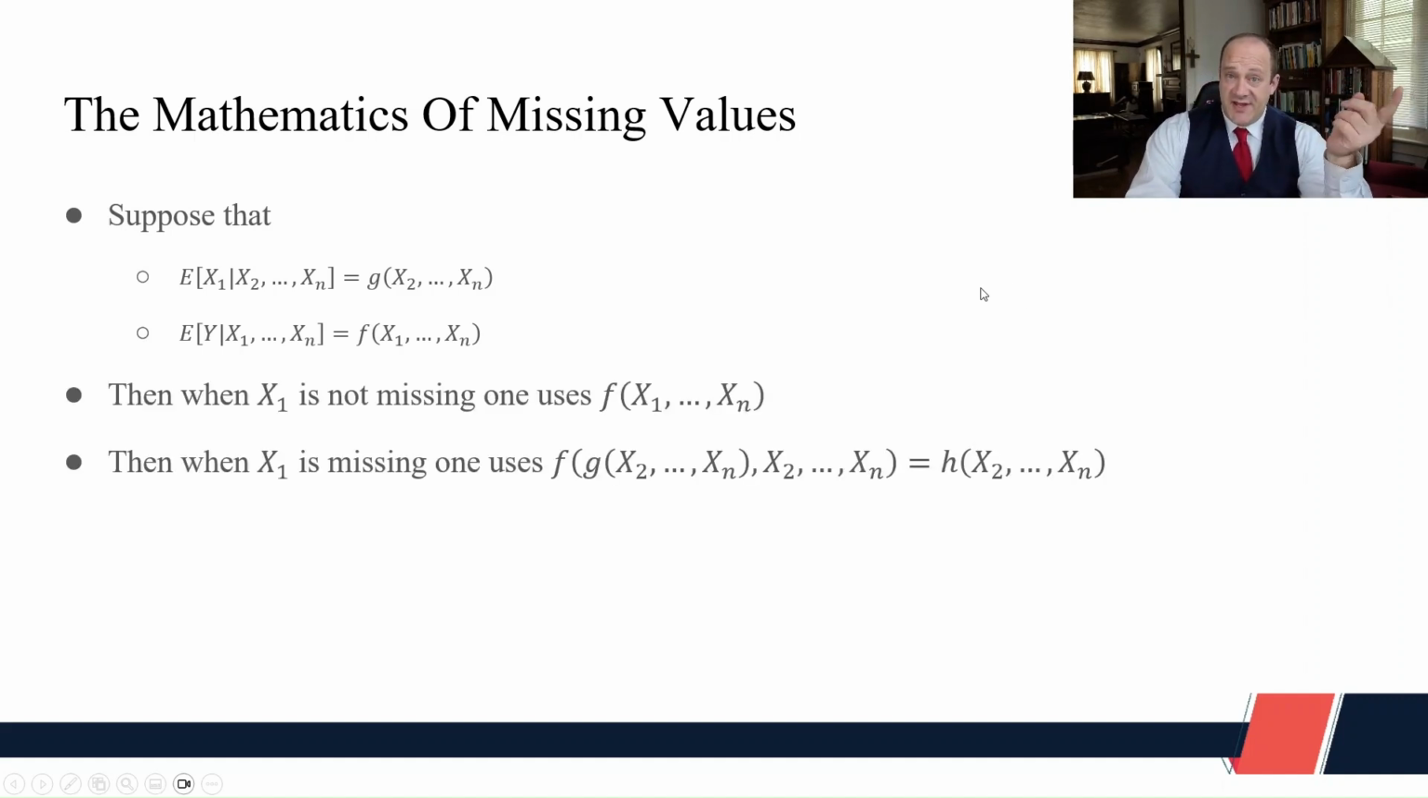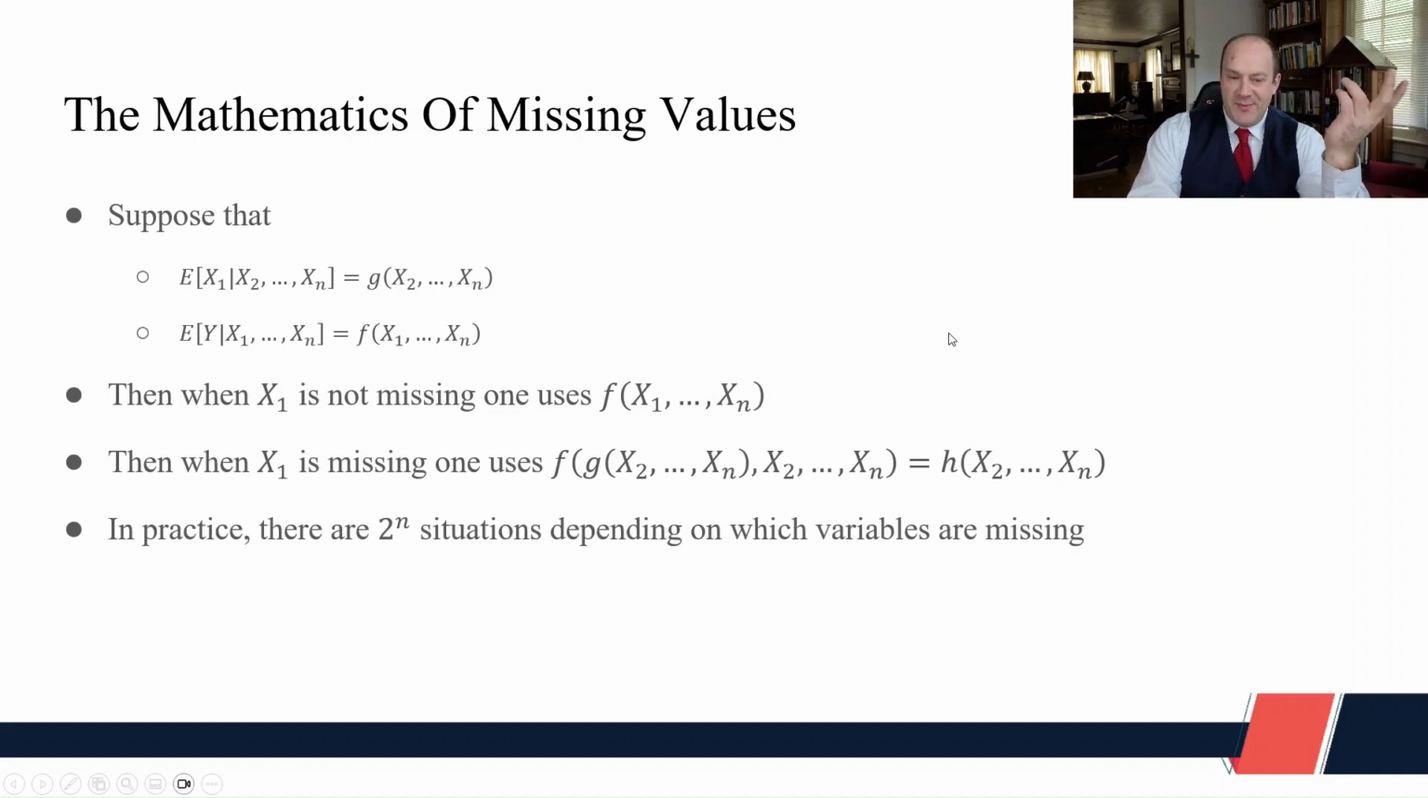But you should notice that when x1 is missing and you use the imputed value, implicitly what you're doing is you have your conditional expectation, which is built off of x1 through xn, but x1 you're replacing with some function of x2 through xn, and then you also have x2 through xn here. So really that's just a function of x2 through xn in the case when x1 is missing.